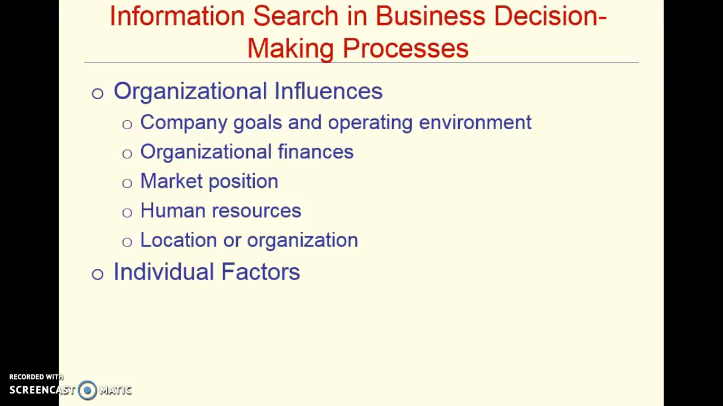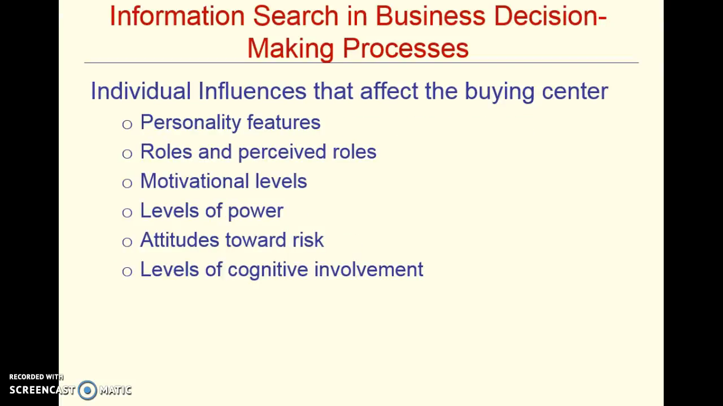Information search in business decision-making processes. Organizational influences: company goals and operating environment, organizational finances, market position, human resources, location of the organization, and individual factors. Individual influences that affect the buying center: personality features, roles and perceived roles, motivational levels, levels of power, attitudes toward risk, and levels of cognitive involvement.